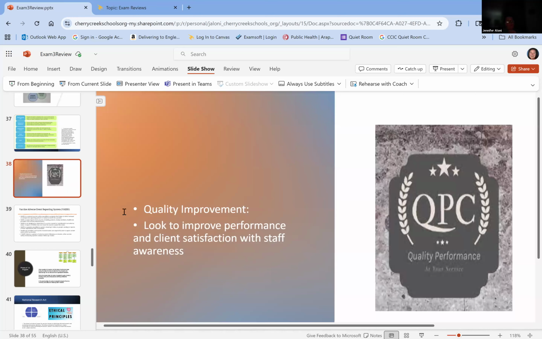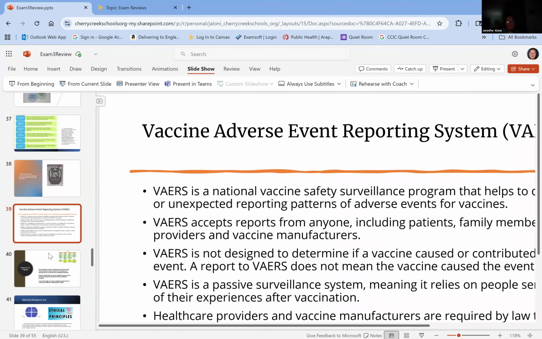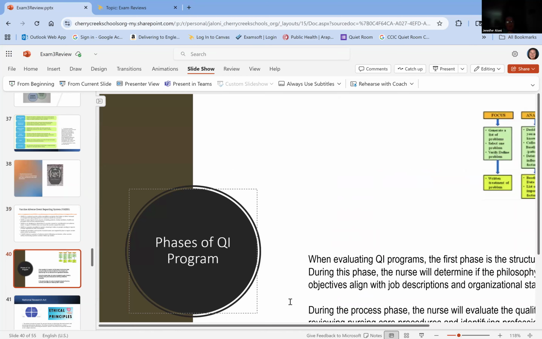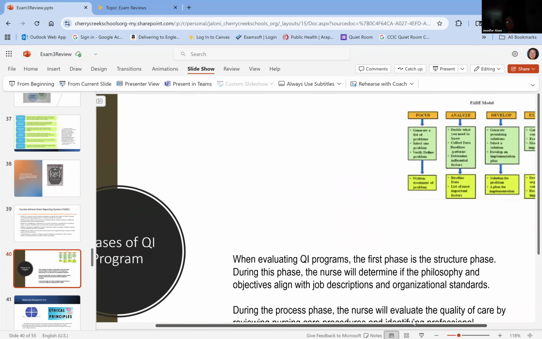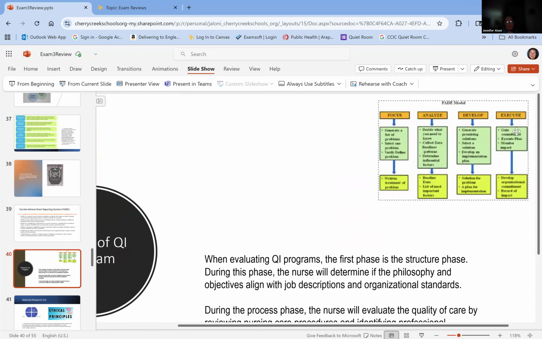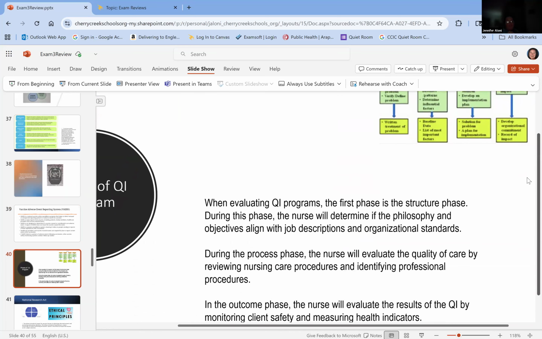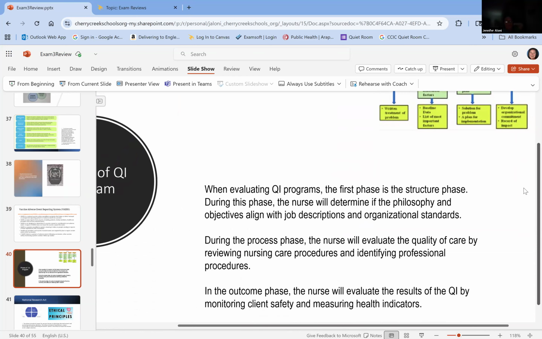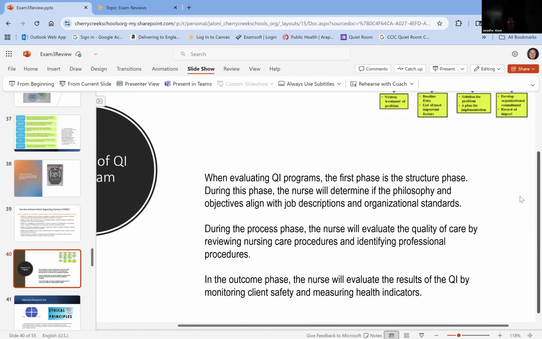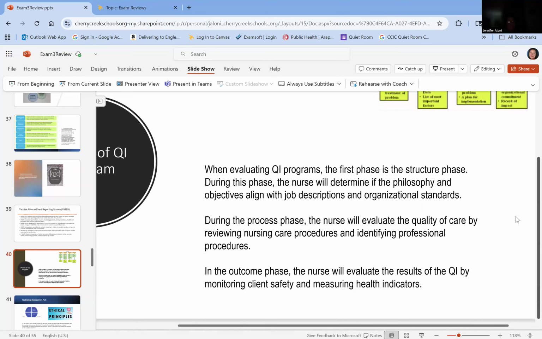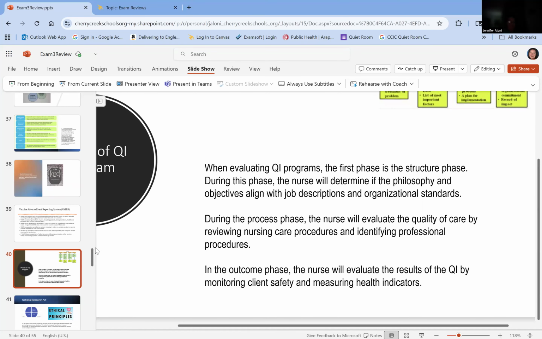We're always looking to improve. With quality improvement, we're improving performance and client satisfaction with our staff awareness. We're going to skip that one. There are different phases of the quality improvement program, and you can see that. The first phase is the structure phase. This is where we determine what the philosophy and alignments are and who does what, so we can change it. During the process phase, the nurse evaluates the quality of care, and in the outcome, we evaluate the results and say, what can we do better or worse?